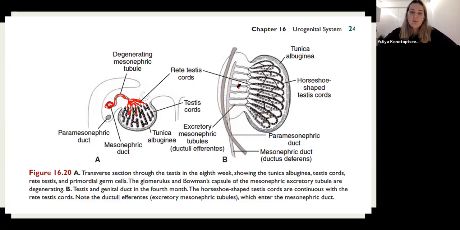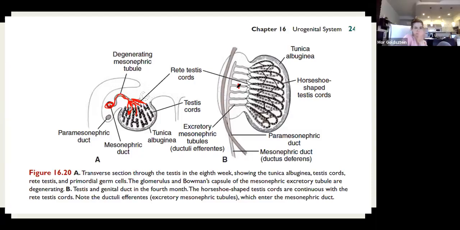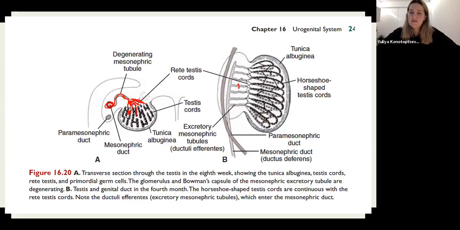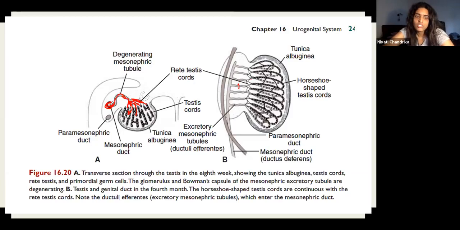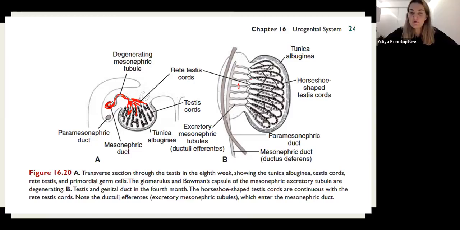So quickly tell me, what will mesonephros become? Rete testis, vasa efferentia, what else? Epididymis, and the mesonephric duct, right? The duct itself will become the vas deferens and ejaculatory duct.